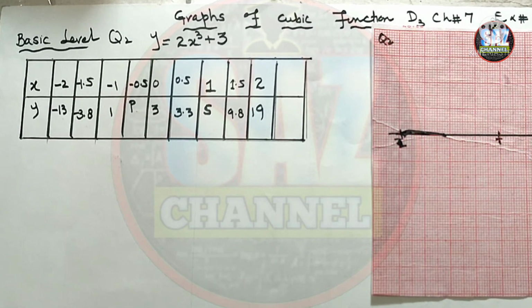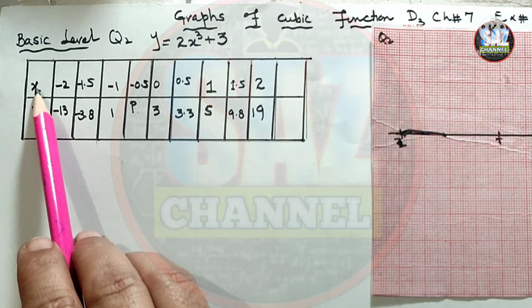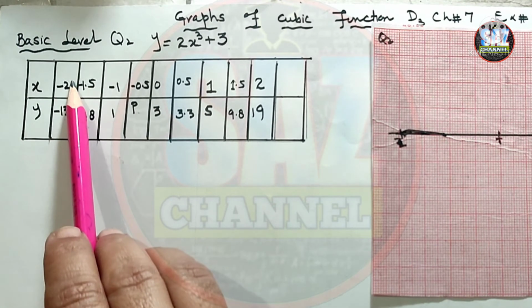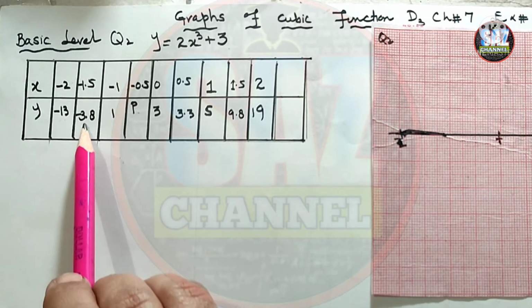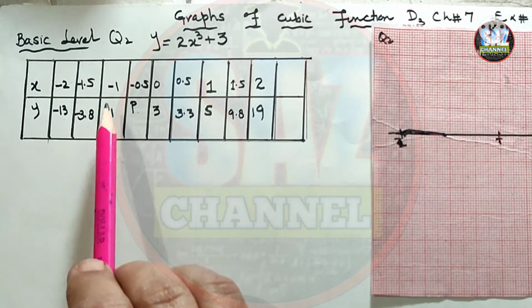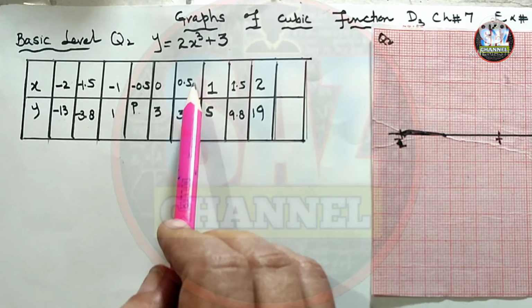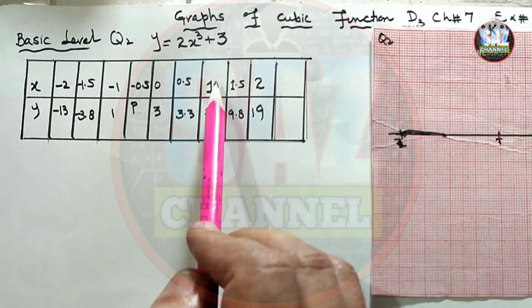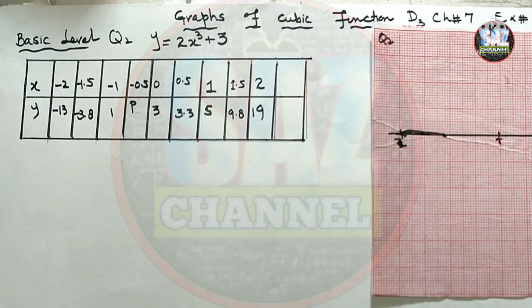The table below shows some values of x and the corresponding values of y correct to one decimal place, where y equals 2x cubed plus 3. When x is minus 2, y is minus 13; x is minus 1.5, y is minus 3.8; with minus 1, it's 1; with minus 0.5, it's p, the missing value; with 0, it's 3; with 0.5, this is 3.3; with 1, this is 5; with 1.5, this is 9.8; and with 2, it's 19. The first requirement of the question is to find the value of p.